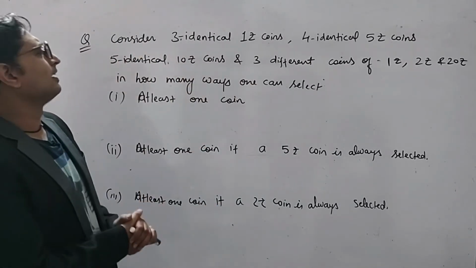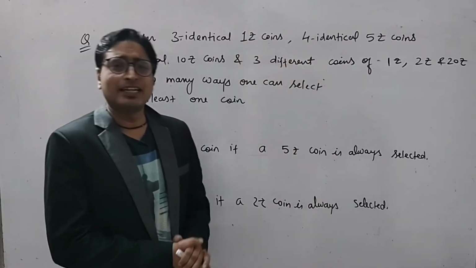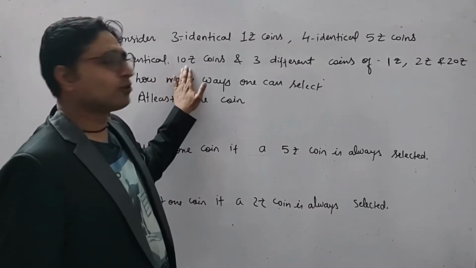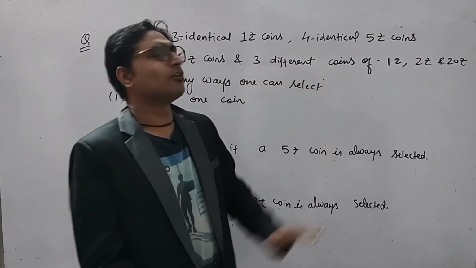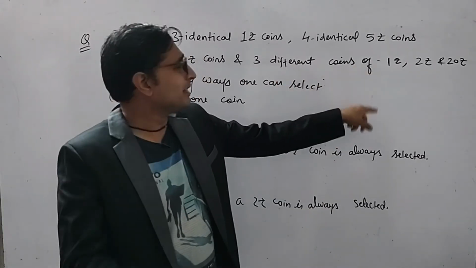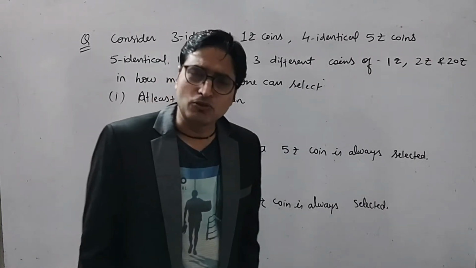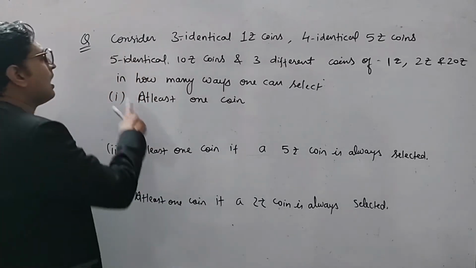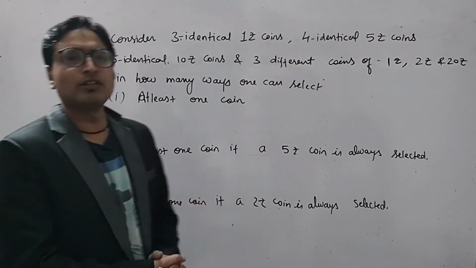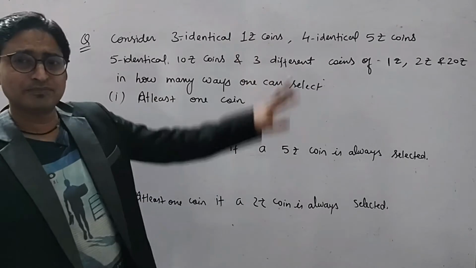Consider 3 identical 1 rupee coins, 4 identical 5 rupee coins, 5 identical 10 rupee coins, and 3 different coins. Now the 3 different coins are 1 two rupee coin and 1 twenty rupee coin. In how many ways can one select at least one coin? Means you have to find the total number of ways through which you can select at least one coin out of all of this.